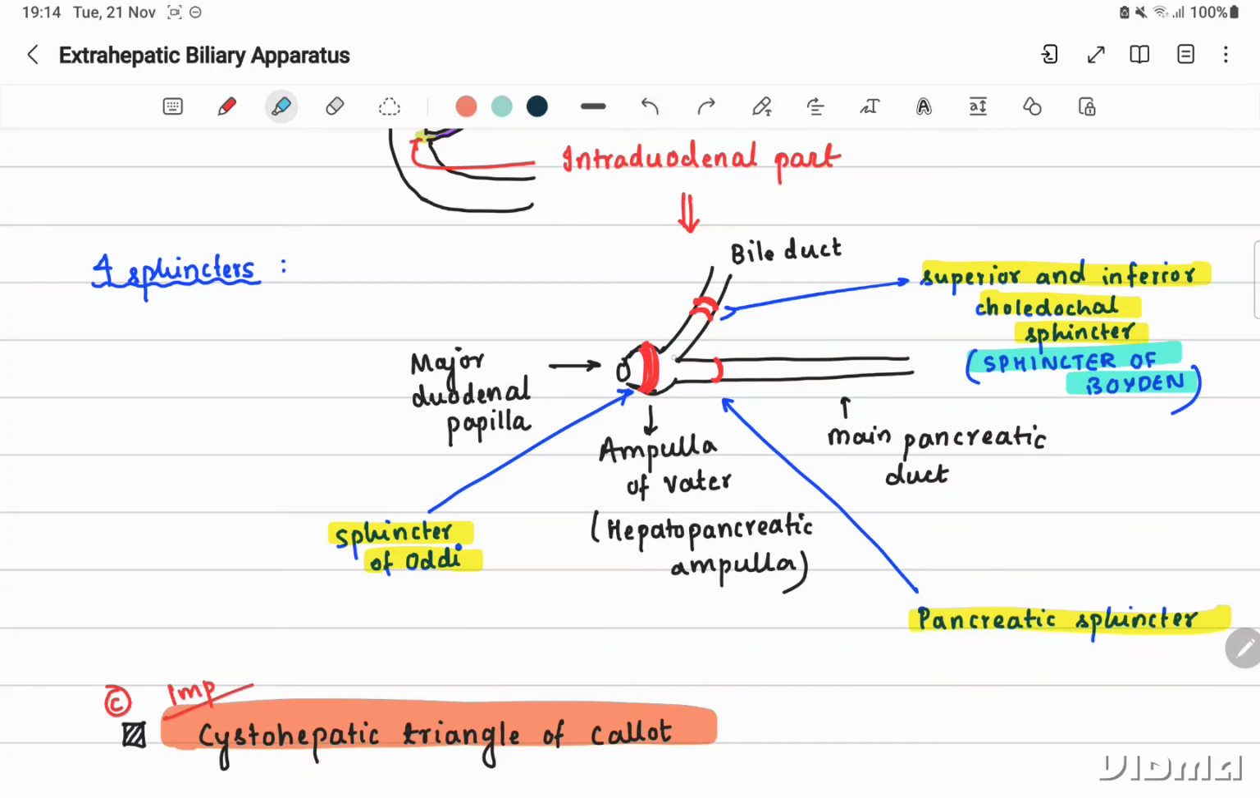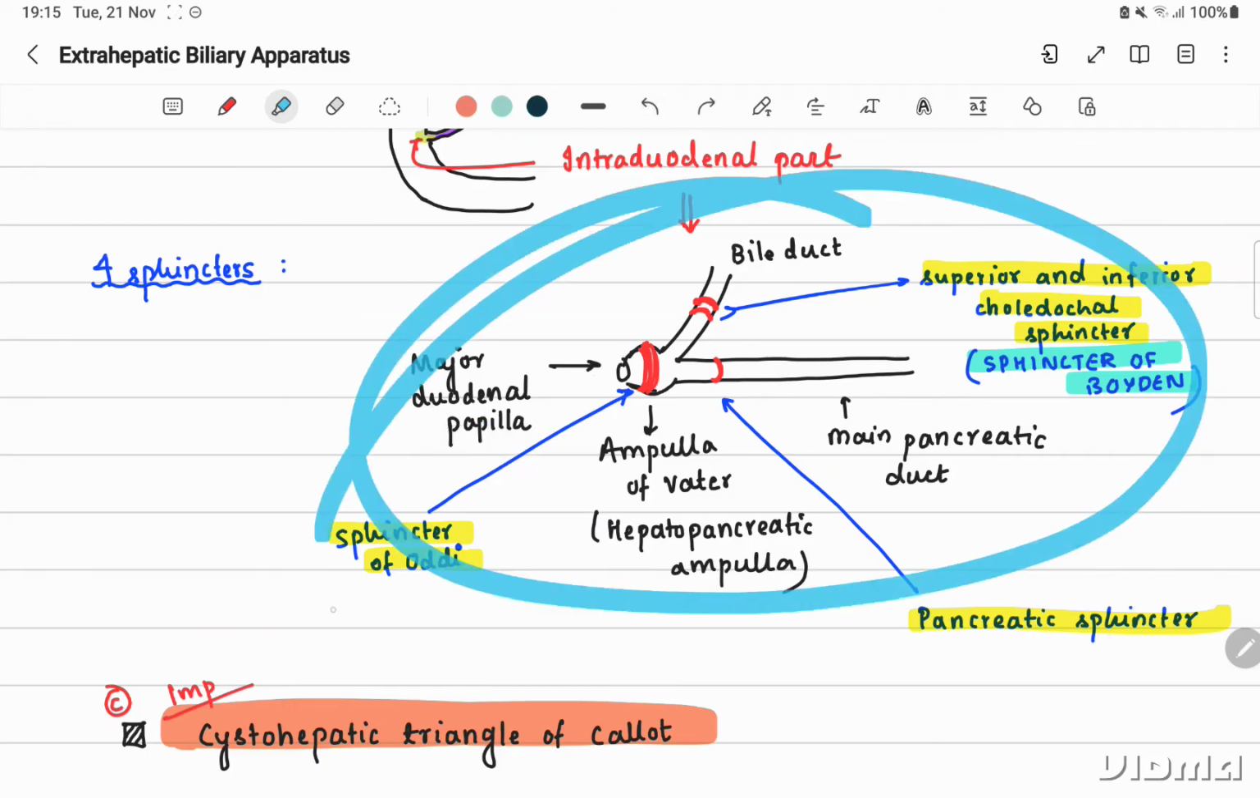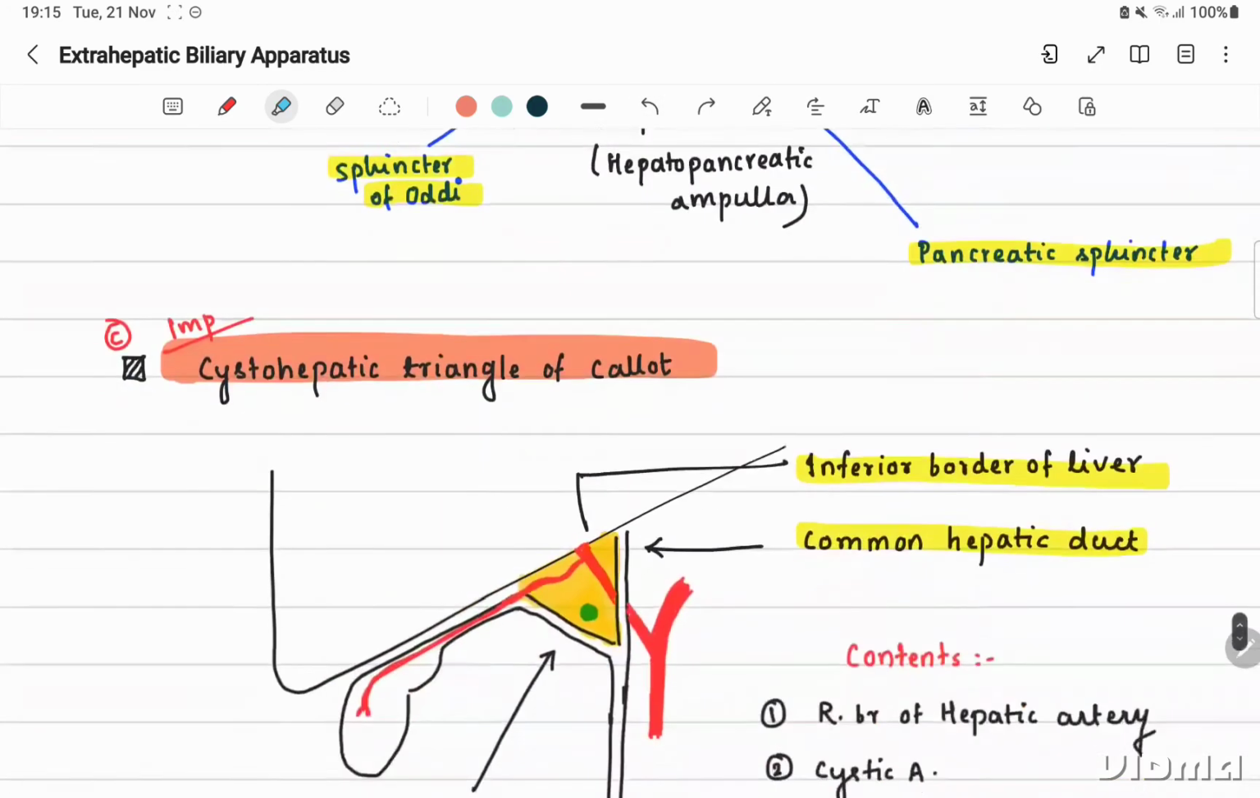And this bile duct and the main pancreatic duct merge to form an ampulla of Vater, which is also called the hepatopancreatic ampulla. This ampulla of Vater is guarded by a sphincter of Oddi. You must have read this in your physiology in 11th standard. And this ampulla of Vater opens into the major duodenal papilla. So if it is understood, let's move ahead.